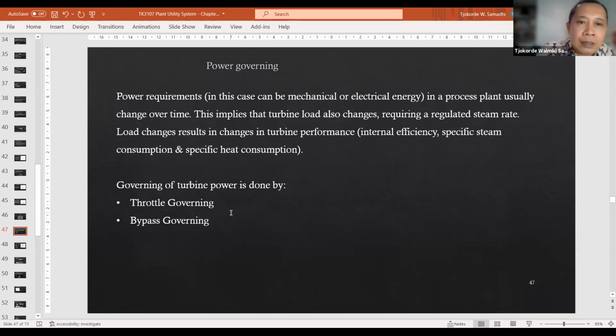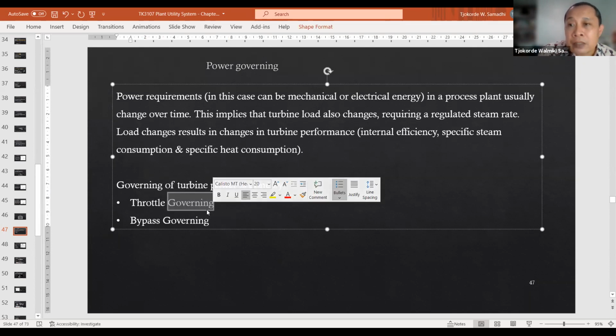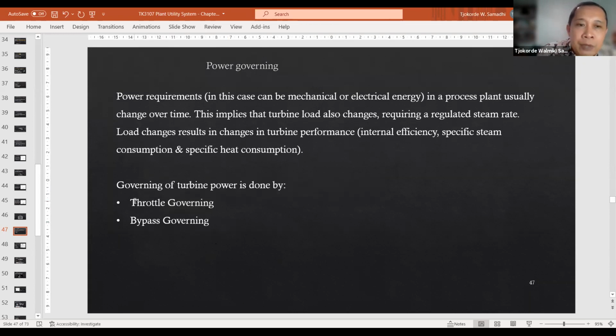All right. Now, how can we adjust the load of a turbine? It is done by what is called governing. The term governing only applies to steam turbines. It doesn't apply to any other turbine, to gas turbines, for example. So for steam turbines, we can manipulate the load or the steam rate by using throttle governing or bypass governing.